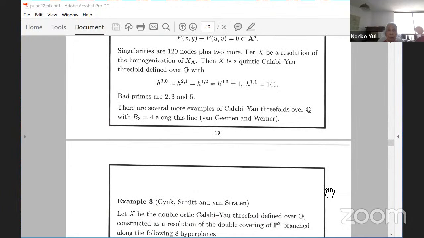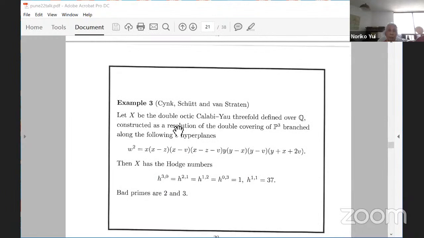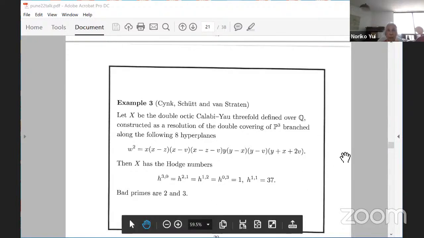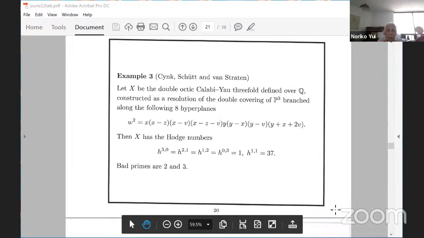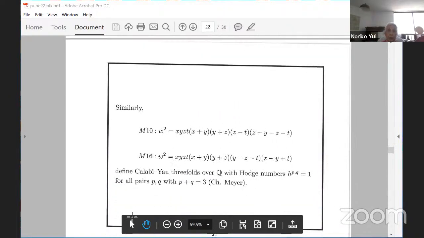And then one more example is the double octic, a special example of double octic. So this example is a double octic, so a double cover of this octic hyperplane. So the Hodge numbers are again like that, but the bad primes are 2 and 3. So this is the way to construct. There are many more examples, but you can go through Chris Meyer's book and then get a lot of examples with b3 equal 4.